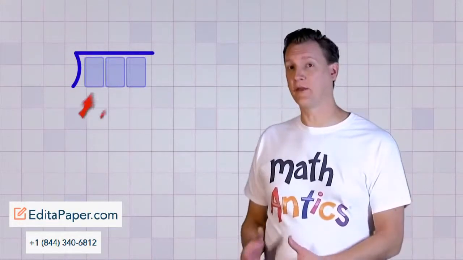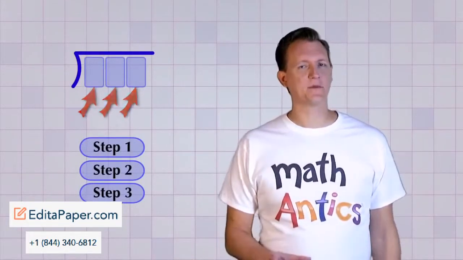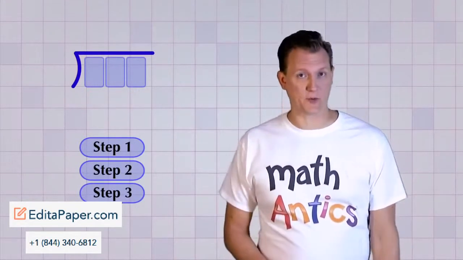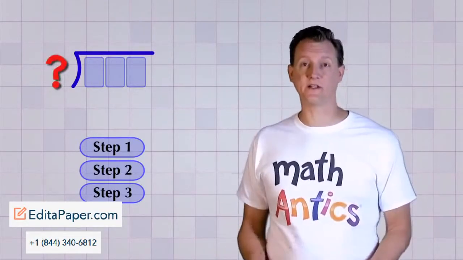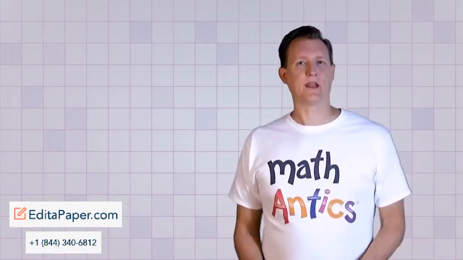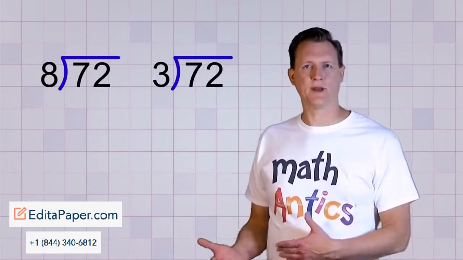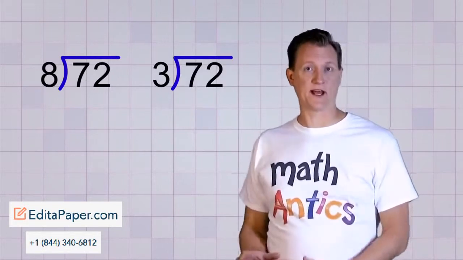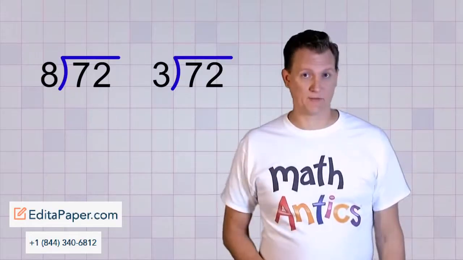Okay, so that problem had a 3-digit dividend, and it also had 3 division steps. But the number of steps isn't always the same as the number of digits we have. And that's because the number of steps also depends on how big our divisor is. To see what I mean, let's work 2 division problems side by side. These both look like the basic one-step division problems that you did in the last video, don't they? But as you'll see, one of them is actually a 2-step problem.